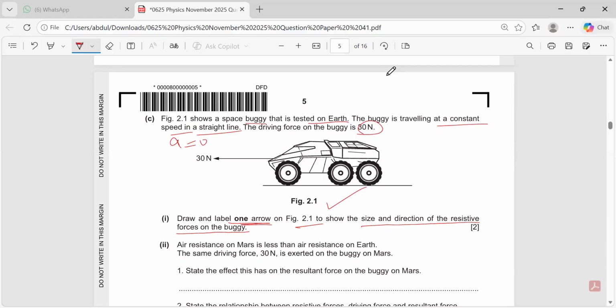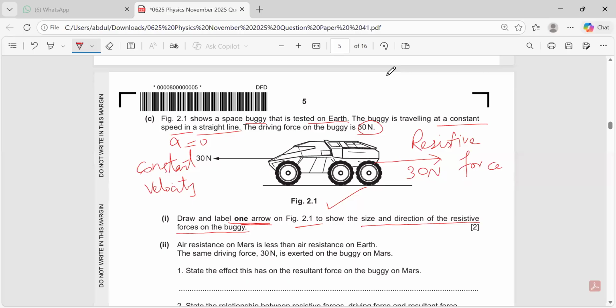One thing is very important here. My dear friends, as it is moving at constant velocity, you know what will happen? Resultant force will be 0. So 30 Newton is the forward force. My dear friends, draw an arrow of almost the same length. So the resistive force, which can be friction, air resistance, whatever, is also how much? 30 Newton.